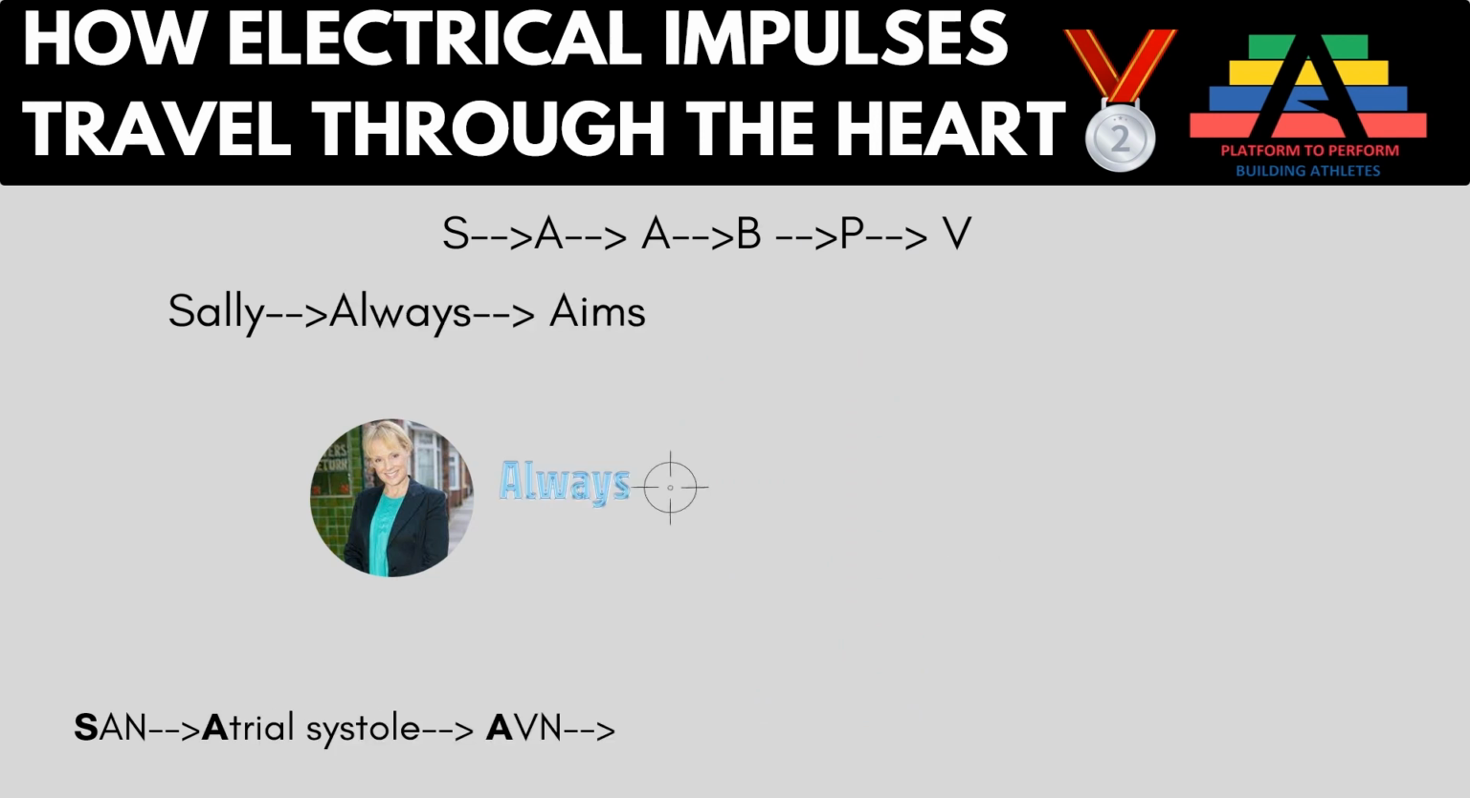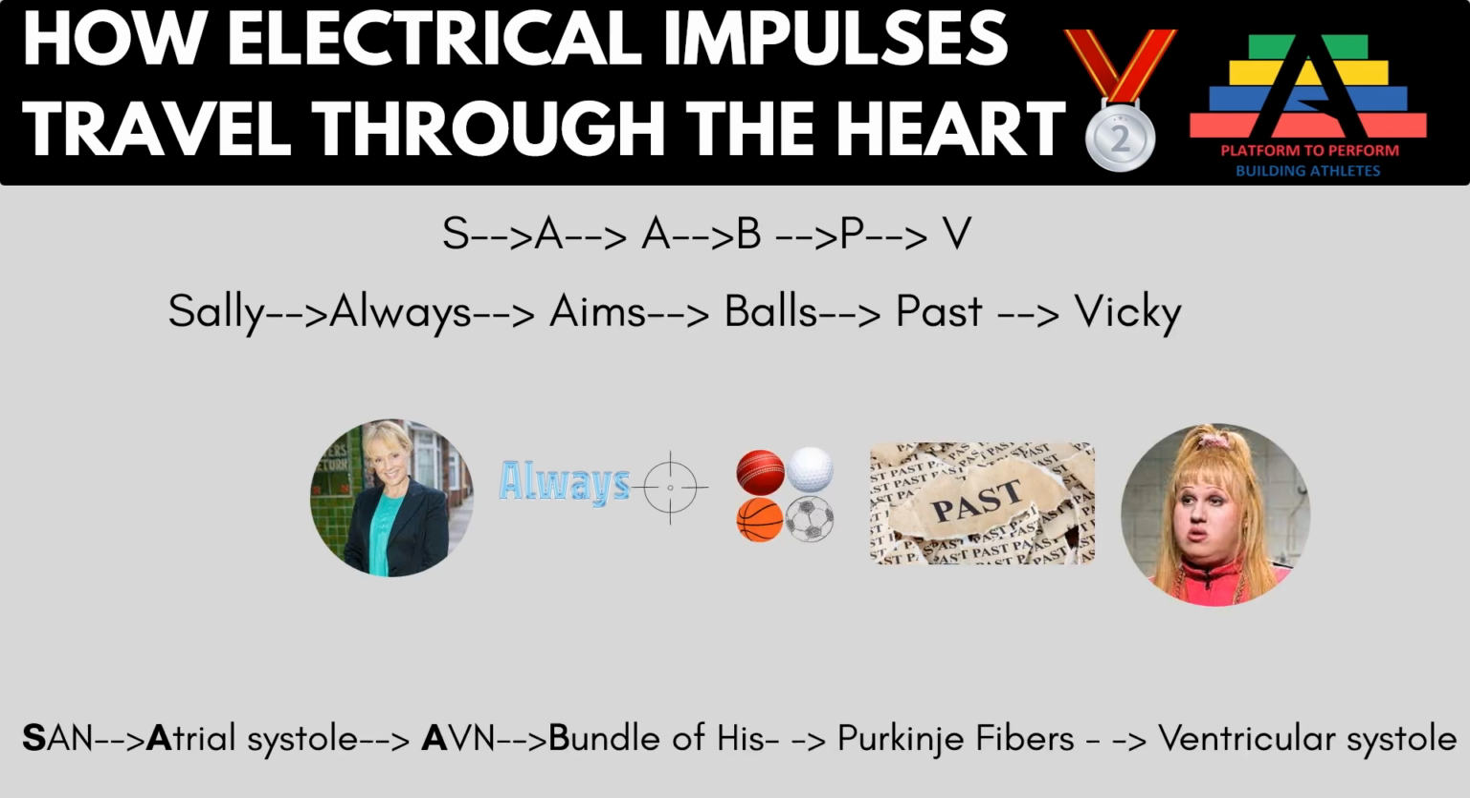So the second thing in my mnemonic is always. So Sally always aims balls past Vicky. Again, the two characters that I'm using here: one made me remember how mind-numbingly boring Coronation Street was, and the other was a character in a controversial comedy sketch show that probably would be cancelled if it was on show today.